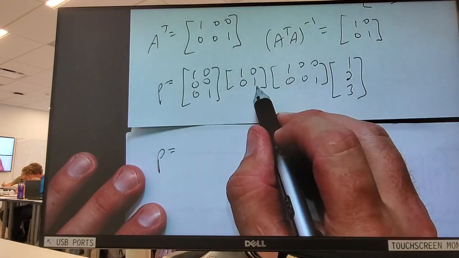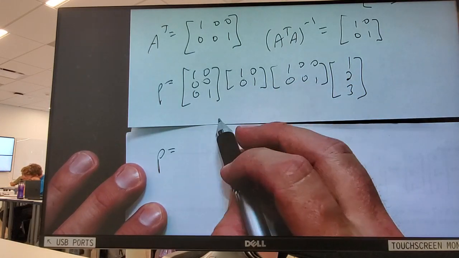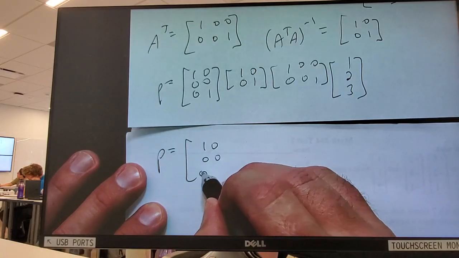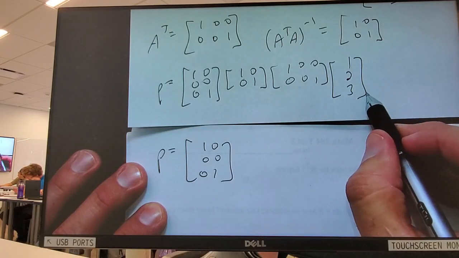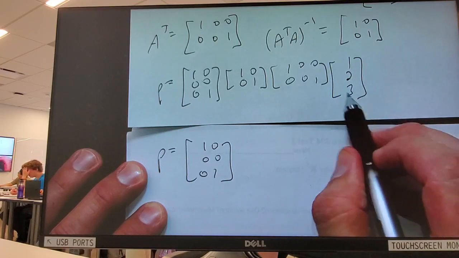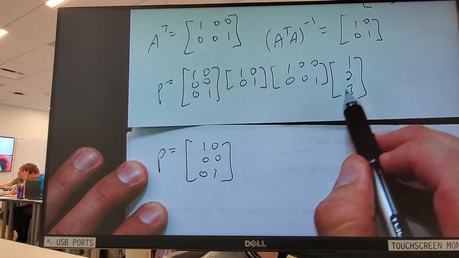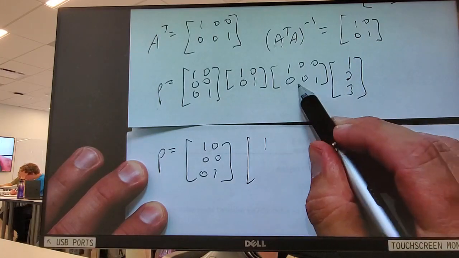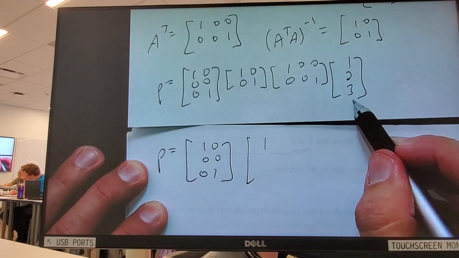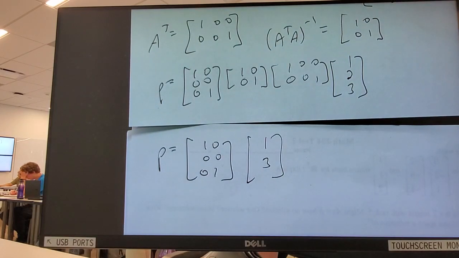So this times this can't be beaten. It's just this again. This times this. Careful. Here I get 1. 3. Yes? You guys see that? It could only have 2 rows because that has 2 rows.